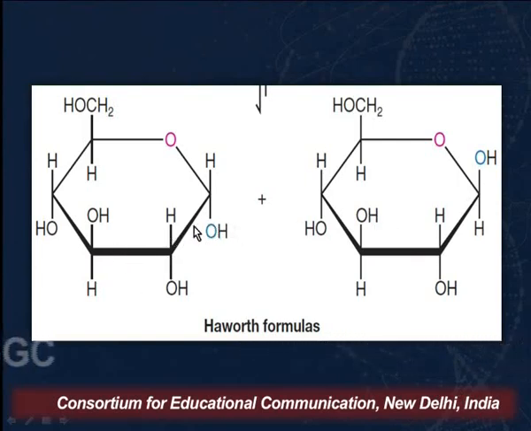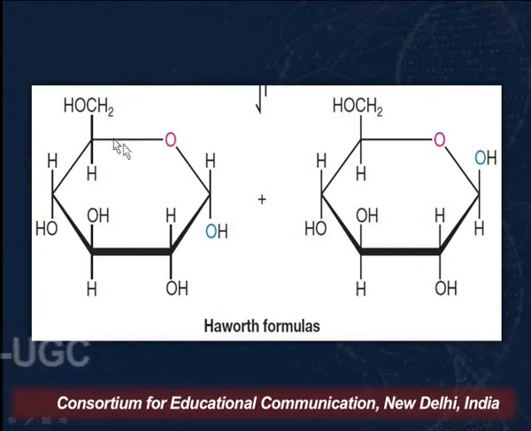These are the Haworth projections, and this is a cyclic structure. What we find is that the groups attached to each carbon are attached either above the plane or below the plane of the ring, because this is a planar structure in which the groups are in one plane. We say it is a pyranose structure because the basic structure of the ring is that of pyran, a heterocyclic compound which has an oxygen as a heteroatom.